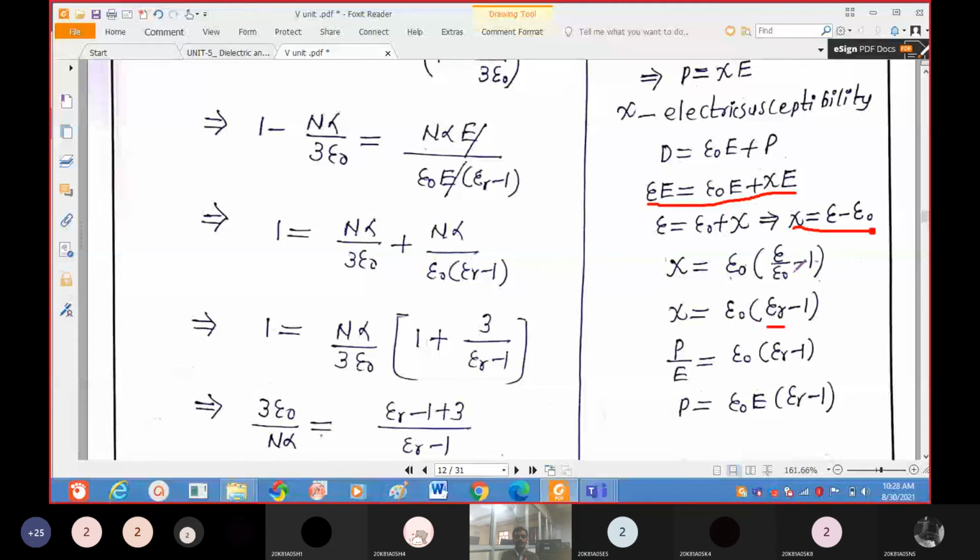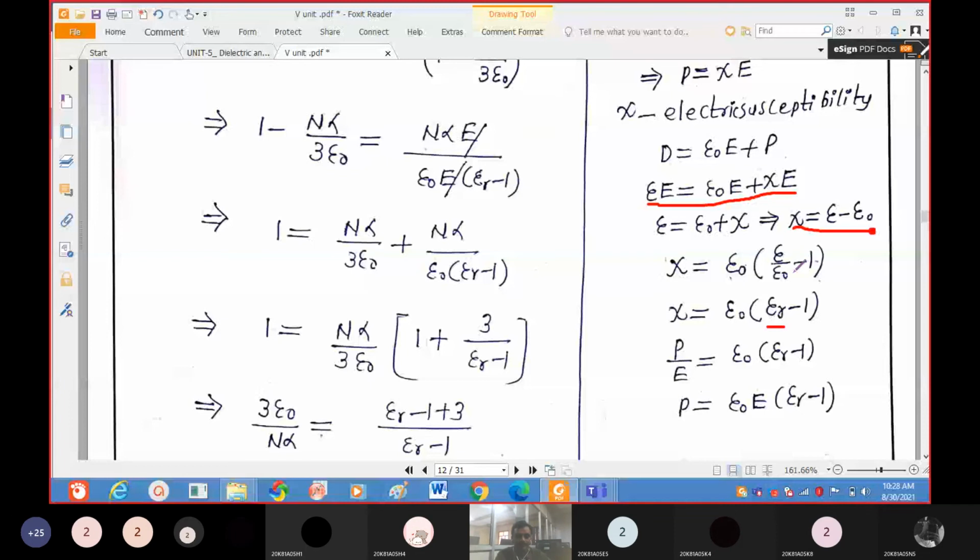Now coming to the electric displacement D. The electric displacement at a point is defined as the product of the electric field strength E at that point and the permittivity of the medium. The relation is D bar is equal to epsilon into E bar. Simply, the multiplication of electric field strength and permittivity of the medium is called electric displacement.